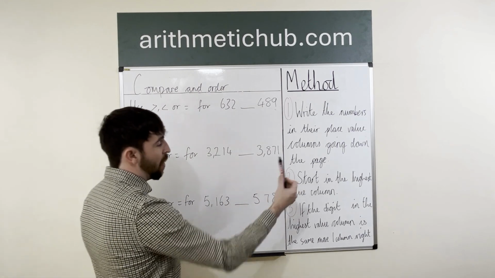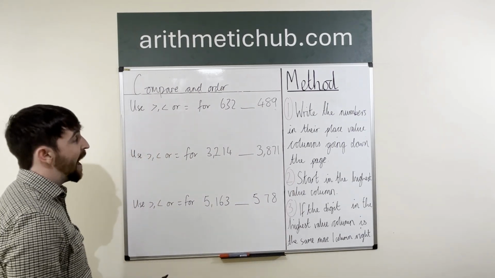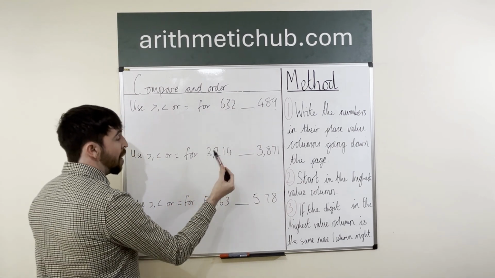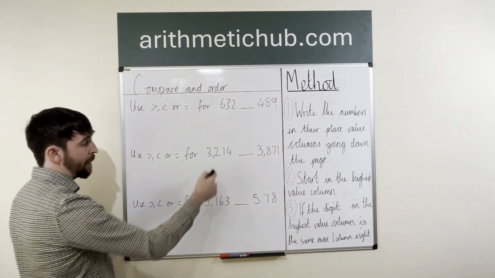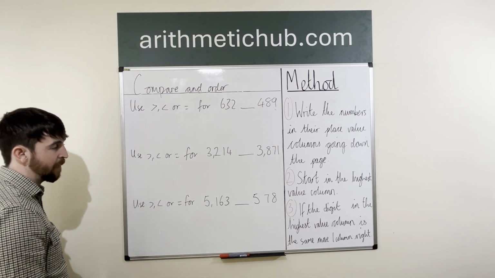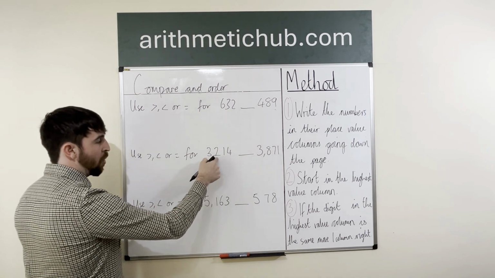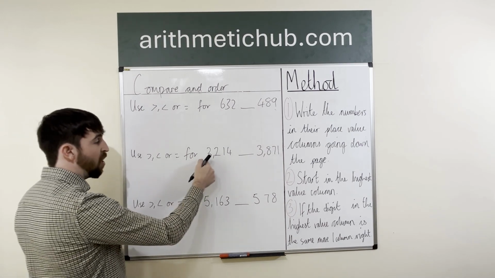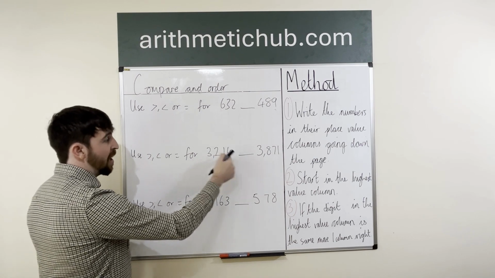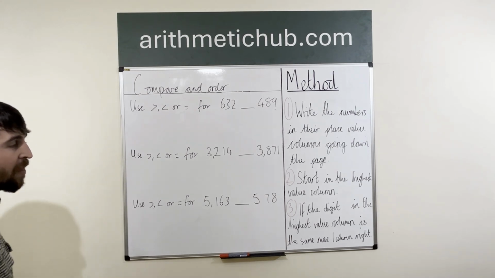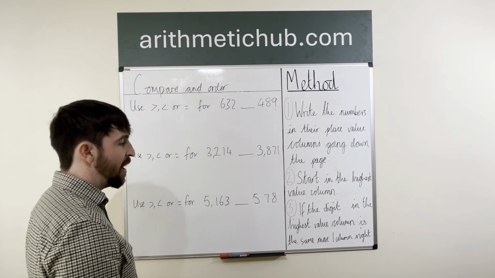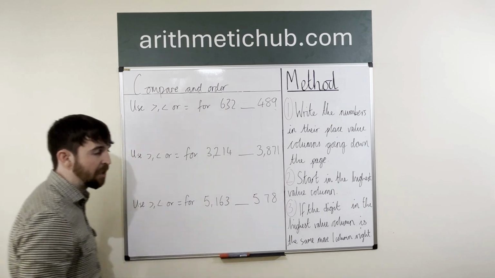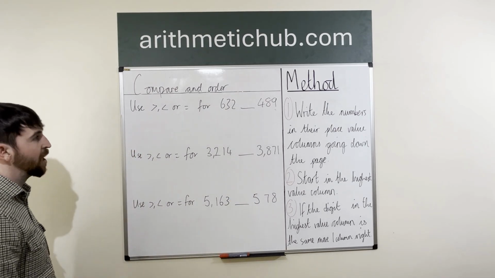Okay? The next part says start in the highest value column. So say for example, if we have a look at this number here, we've got 3,214. So we've got our ones, our tens, our hundreds and our thousands. The highest value column there would be our thousands, wouldn't it? So we'd start in our thousands column because thousands is a higher value than ones, okay? And the final part of the method says, if the digit in the highest value column is the same, move one column to the right. We'll have a little look at that as we move through these questions in a minute, okay?